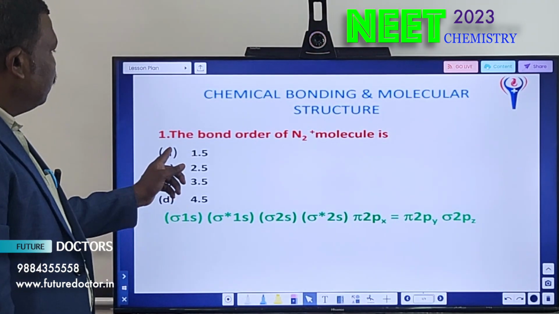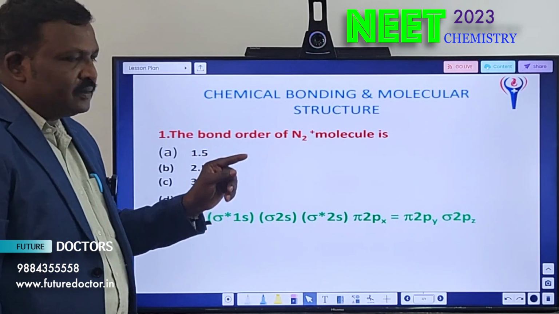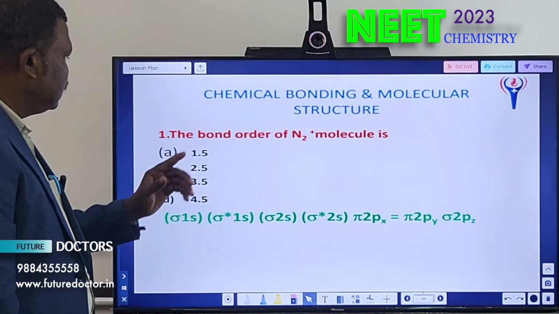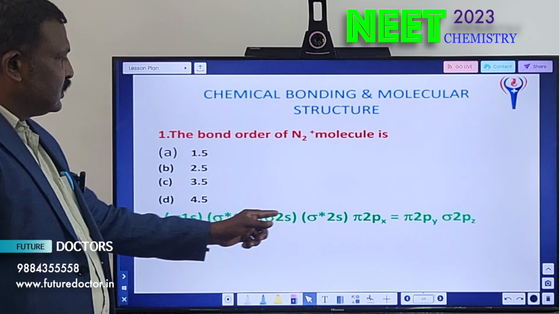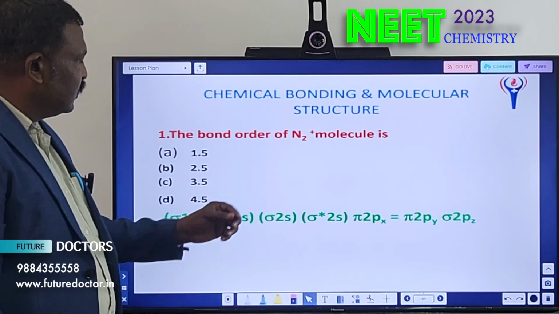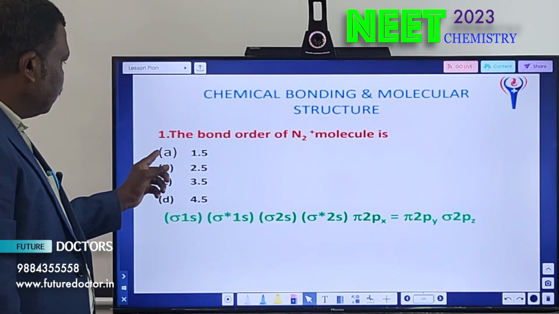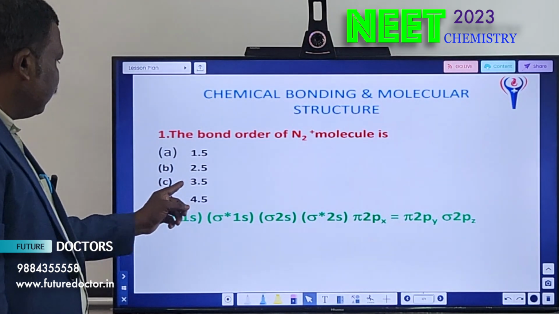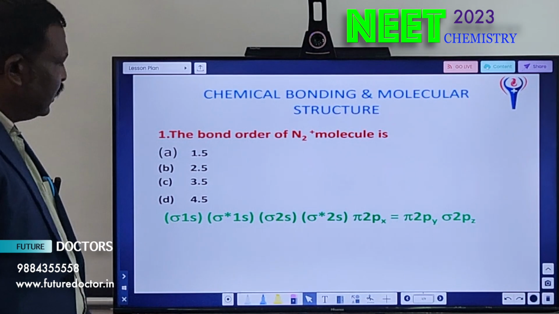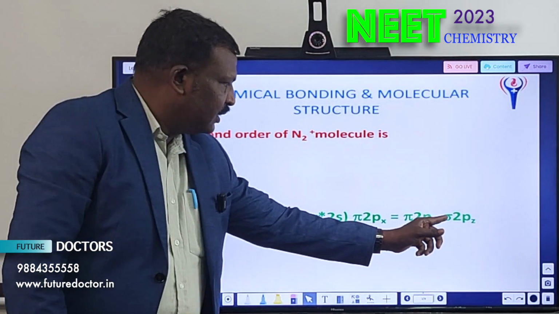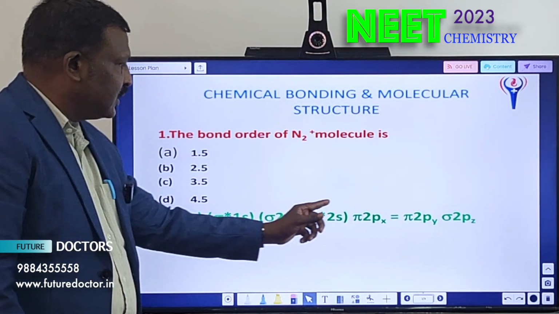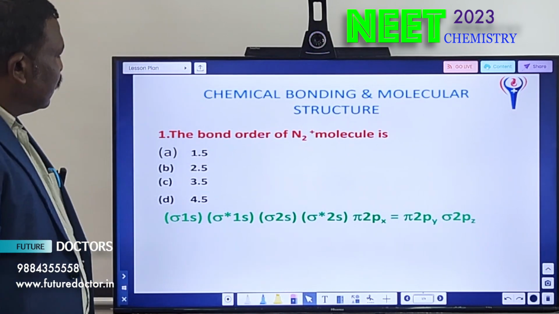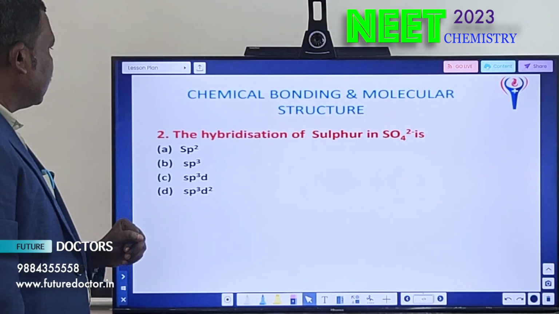Simple one. The bond order of N2 plus molecule is dash. Okay, I have given one clue also. If you follow this, you can use it to solve the sums. Okay, option A 1.5, option B 2.5, option C 3.5, option D 4.5. Okay, but you must know all these molecular orbital arrangements. Okay, then only you will be able to solve them. Okay, right. Next one, second one.